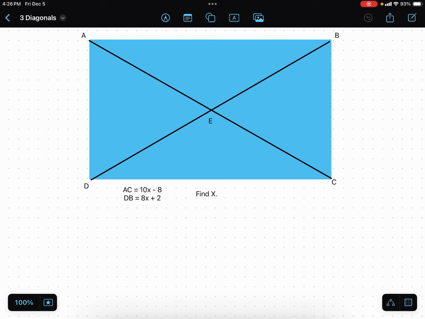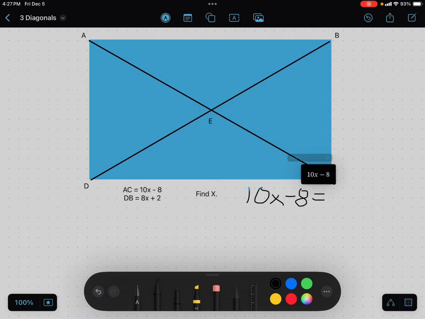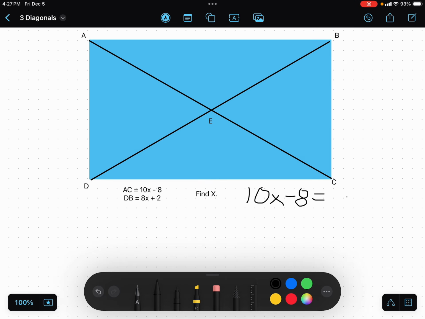Now we know that in rectangles, diagonals are congruent. So congruent means they have equal measures. So let's write that up. 10x minus 8 equals, because we said those parts were equal, 8x plus 2. That's going to give us 2x equals 10, or x equals 5.